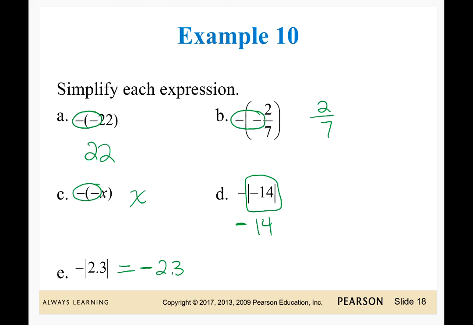All right, so that is section 1.5, and we are going to use all of these rules again in section 1.6. So make sure that you don't forget this stuff because you're going to need it for the next section. All right, we'll see you next.